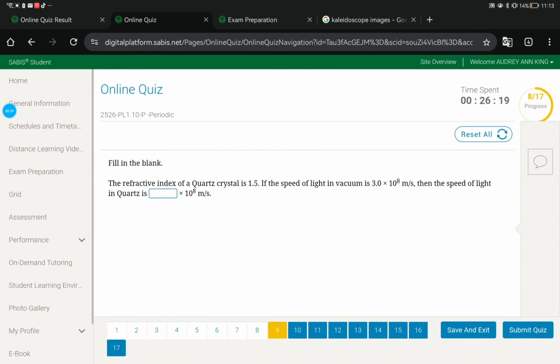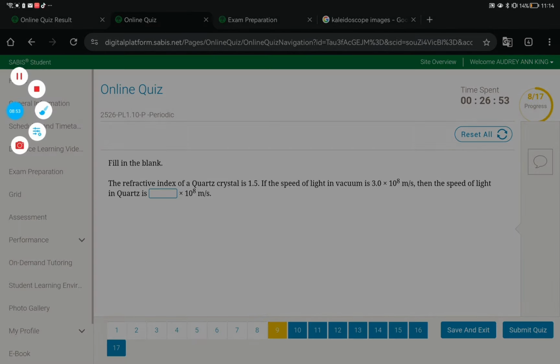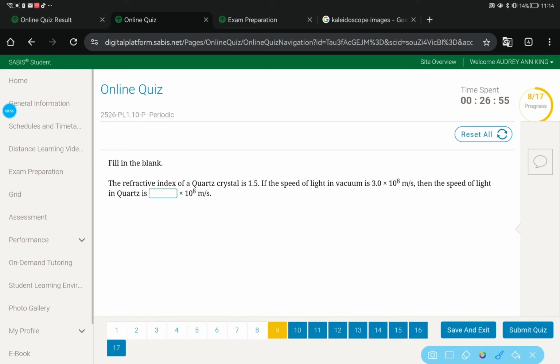The refractive index of a quartz crystal is 1.5. The speed of light in a vacuum is 3 times 10 to the power of 8 meters per second. Then the speed of light in quartz is blank times 10 to the power of 8. Okay, so this one is actually the first formula we ever learned. The index of refraction equals the speed of light in a vacuum over the speed of light in another medium. Now the speed of light in a vacuum is always going to be equal to 3 times 10 to the power of 8. You have to memorize this.